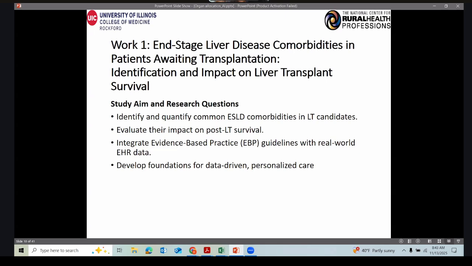By using machine learning and statistical models, we can develop predictive models that can help clinicians tailor the transplantation decisions based on the individual's comorbidity profile, not only the MELD score. In short, we can say that this work moves us towards a more precise understanding of how comorbidities shape the transplant outcomes and ultimately helps us personalize care for every liver transplantation candidate.